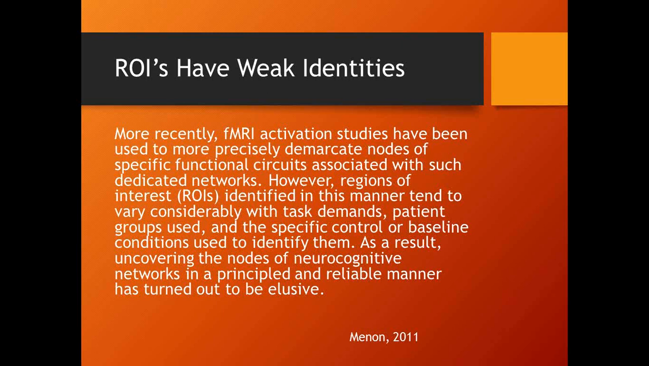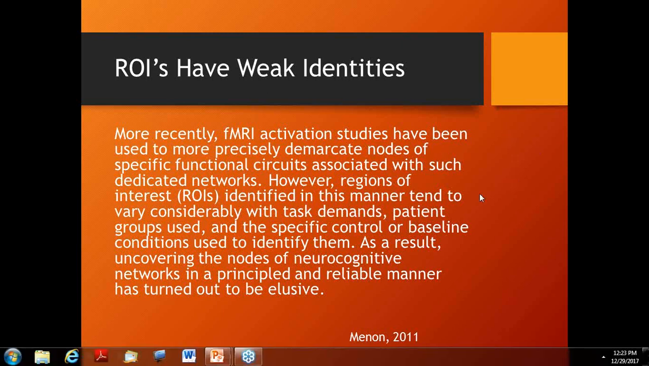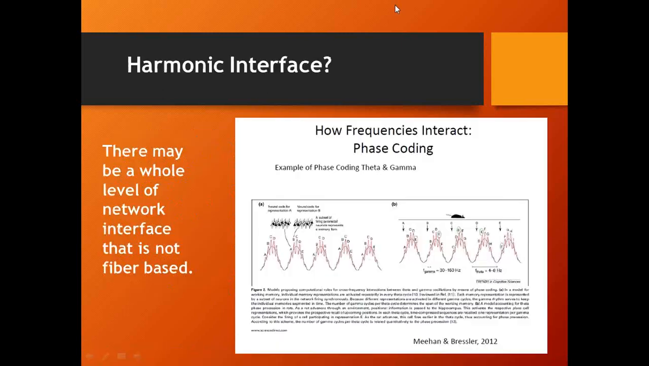So a lot of the connectivity varies also with what task you're performing when you're imaging somebody, what the patient group you are using, children, adults, athletes, baseline conditions, what status they were when you started. All this affects the way you image them and can make it a very elusive process identifying a region of interest, you know.